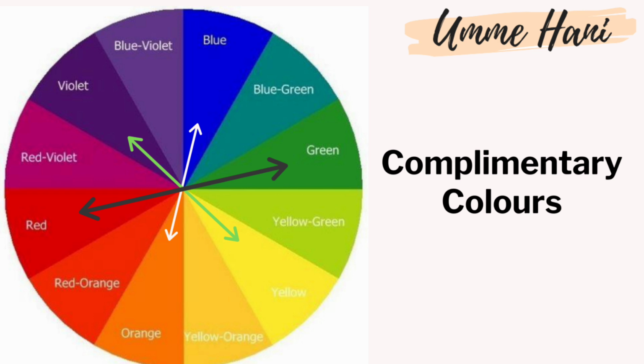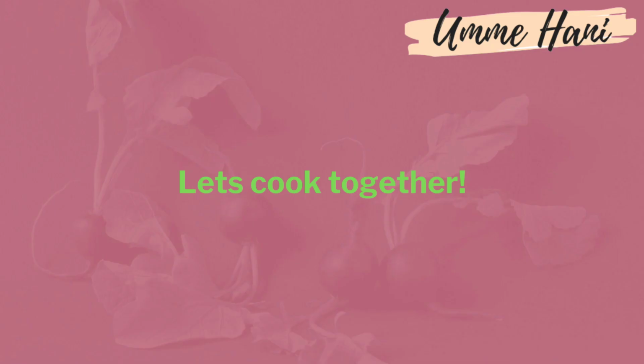So the next strategy that I'm going to talk about is called complementary colors. Complementary colors are basically two colors which are opposite to each other on the color wheel. For example, we have blue and orange, which is a complementary color as they are opposite to each other. Violet and yellow is another complementary color. Red and green is another complementary color, and so forth.